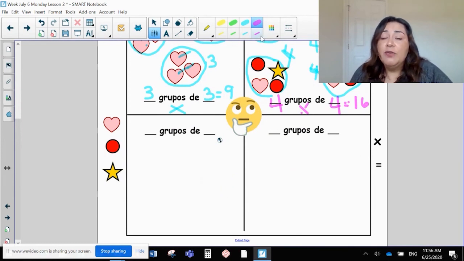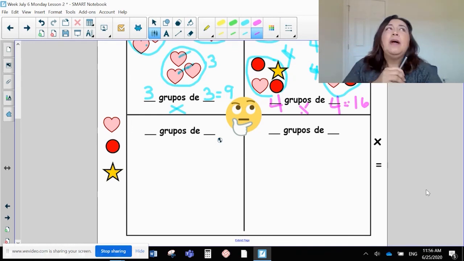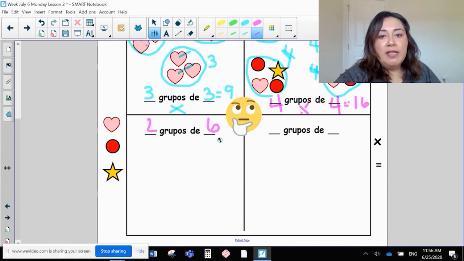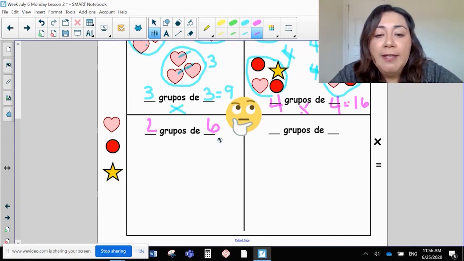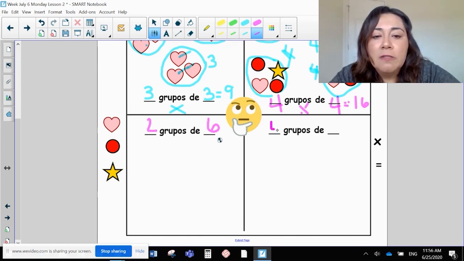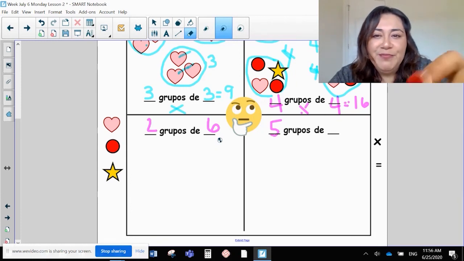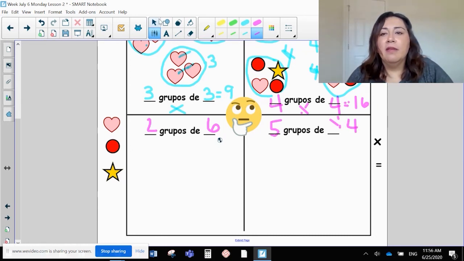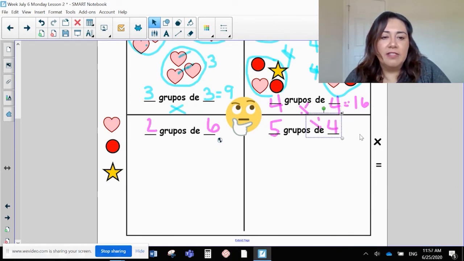Yo les daré la cantidad y ustedes tendrán que salir con el ejemplo y regresar mañana con sus resultados. Así que el primero, vamos a ver qué voy a pensar. Vamos a hacer el primero de 2 grupos de 6. 2 grupos de 6. ¿Cómo podemos representarlo dibujando grupos iguales? El segundo, vamos a hacer 5 grupos de... Oh, perdón. 5 grupos de... 4. Hoy no quiere colaborar mi lapicera mágica. Entonces, 5 grupos de 4.